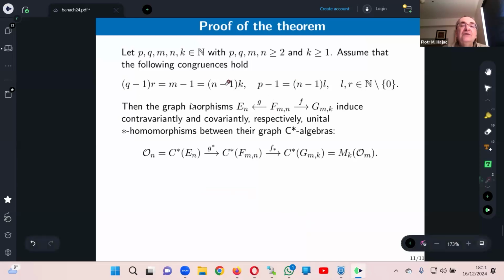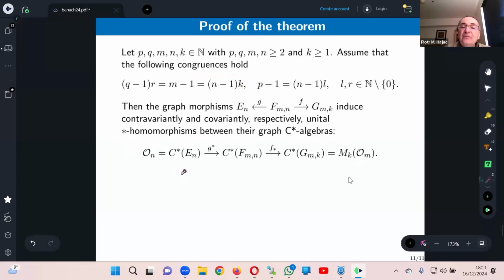Now I want to point out that this is elementary number theory. I pick some natural numbers, some positive integers, and I ask them to satisfy 3 congruences. One congruence, the second congruence, and the third congruence. You'll see in a second. Okay, so then you have the graph morphism, which I just explained on the previous page. They are all guaranteed by this middle congruence. Okay, it is induced contravariantly, respectively covariantly, by unital star homomorphisms between their graph C*-algebras.